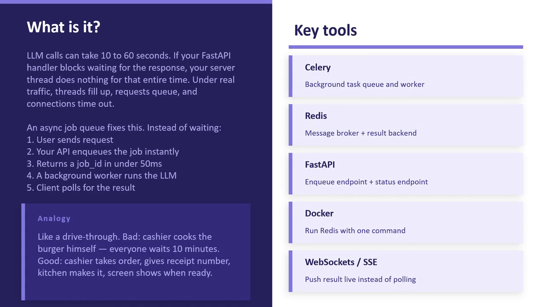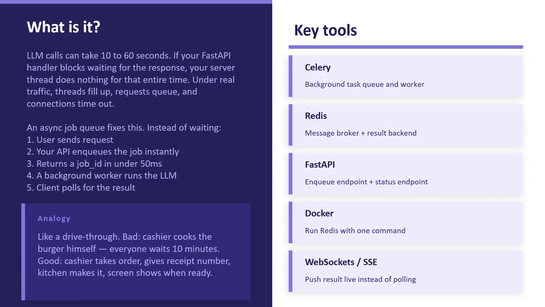A language model API call can take anywhere from a few seconds to a full minute for complex tasks. If your FastAPI handler blocks while waiting for the response, the server thread is tied up doing absolutely nothing for that entire duration. A thread is a unit of execution in your server process. Think of it as one worker who can only handle one task at a time. When that thread is blocked waiting for the LLM, it cannot handle any other incoming requests.